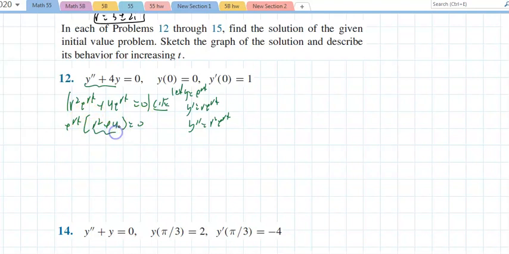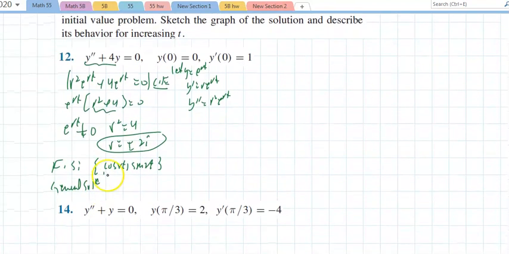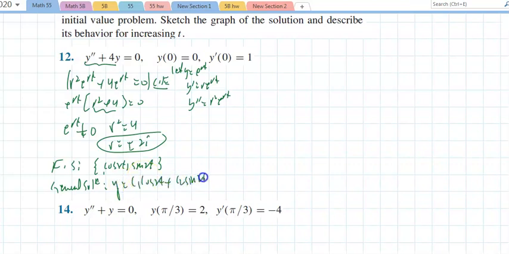Actually, they talk about this being the characteristic equation, but it makes no difference. Since e to the rt could never equal 0, r squared equals 4, so r equals plus or minus 2i. So here, the fundamental set is actually cosine of 2t and sine of 2t. And the general solution would be y equals c1 the cosine of 2t plus c2 the sine of 2t.